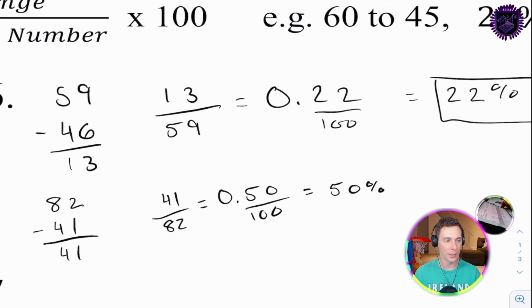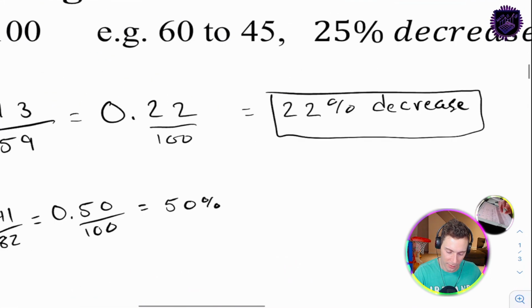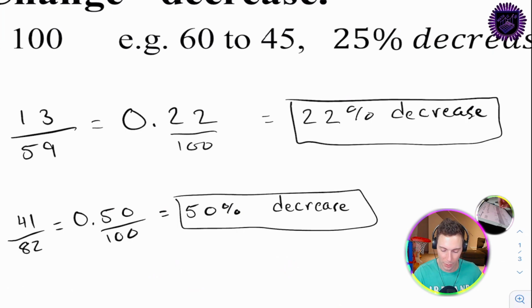So I hope you realize I'm just writing my decimal over 100 as if I'm multiplying it by 100 over 100. Oh, okay. 50% decrease. Always boxing my answers.